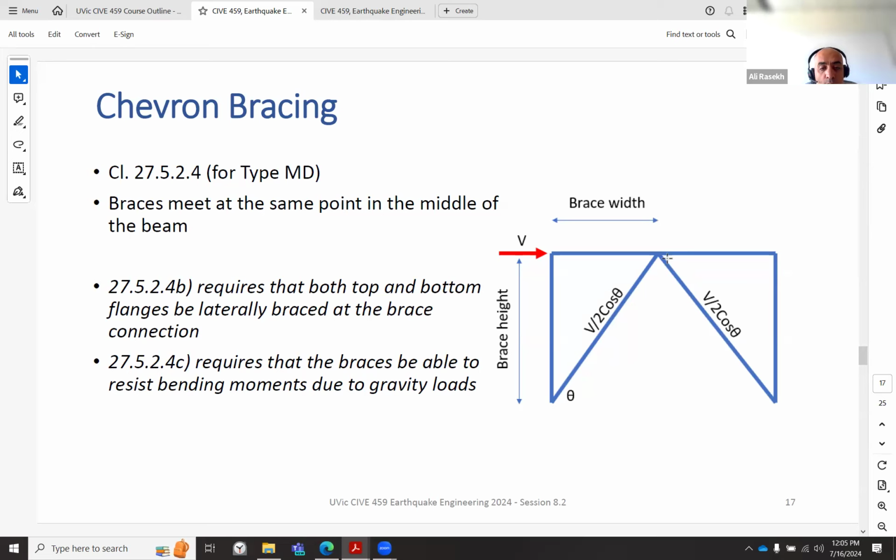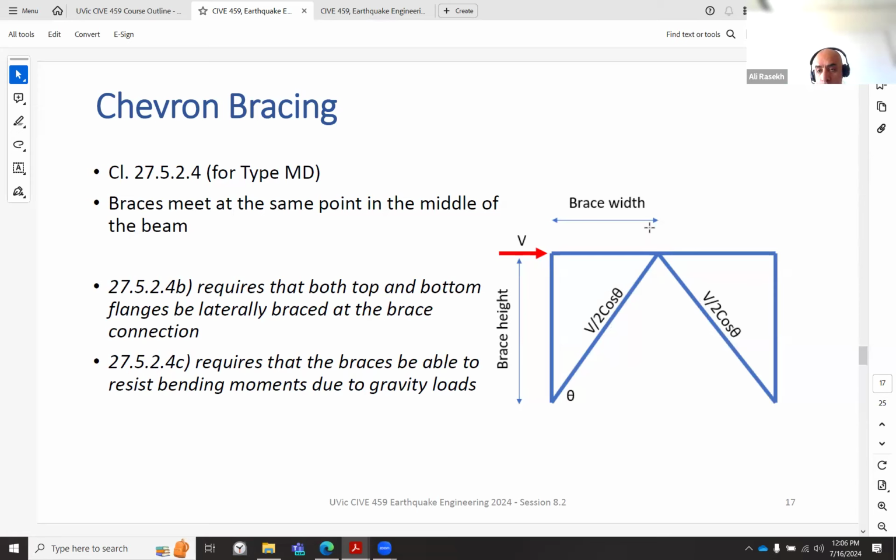27.5.24b requires that both top and bottom flanges be laterally braced at the brace connection. The top and bottom flanges are braced here so that they don't buckle out. And 27.5.24c requires that the braces be able to resist bending moments due to gravity load. So if some gravity load is transferred through these braces, which is not recommended, they should be able to resist the bending moment that is caused by the gravity load.